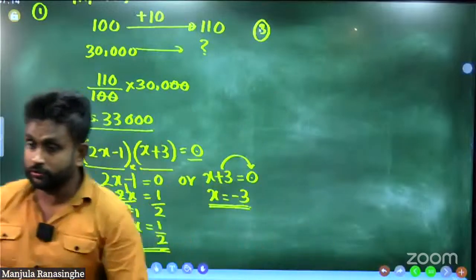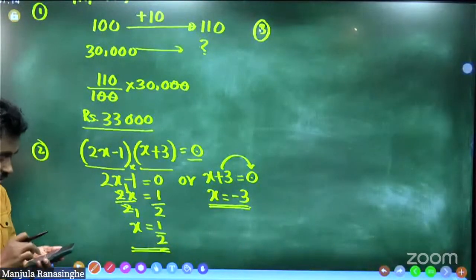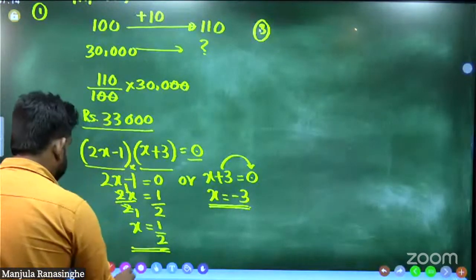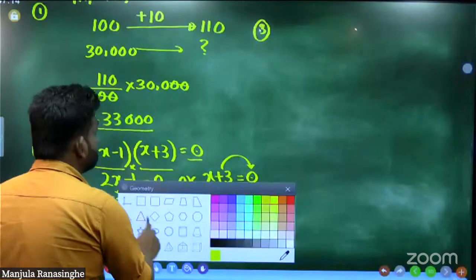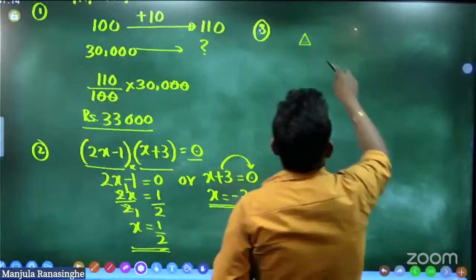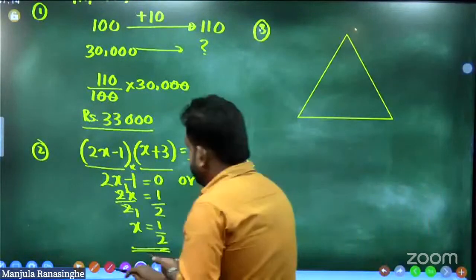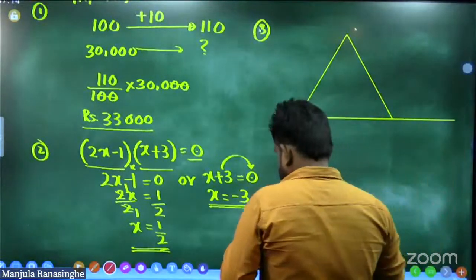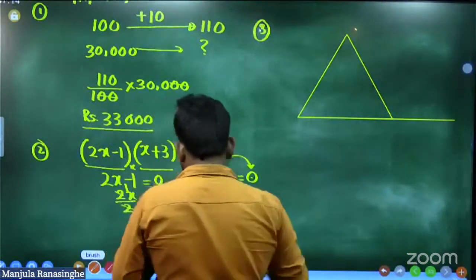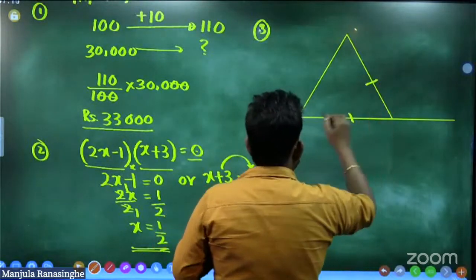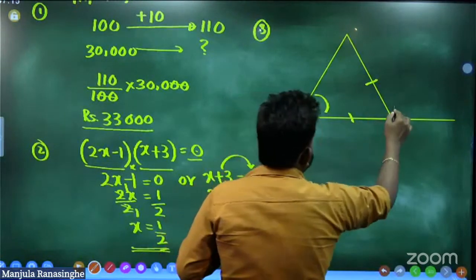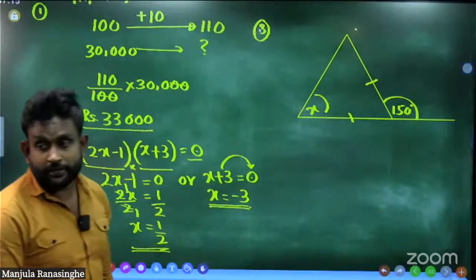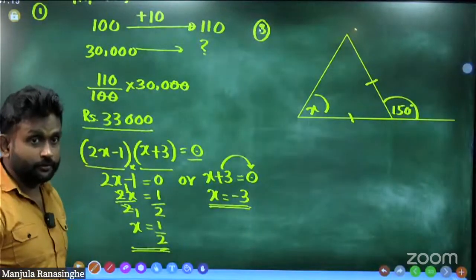Now we move to the third question. The third one has this kind of figure. A triangle is there and one side is extended. We can draw the one side extended here, and these two sides are marked equal, here x, and this is 150. They ask to find x.